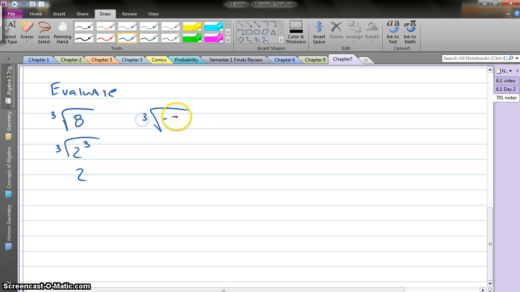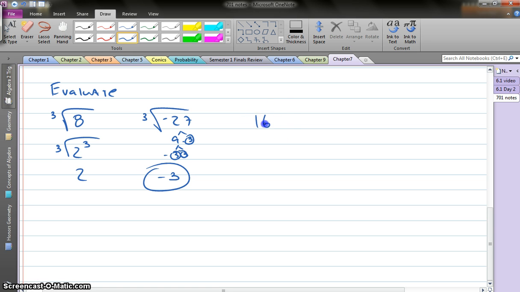The cubed root of negative 27. Now, some of us can do it in our head. What times itself is 27? If you ever get stuck, just break it down. You've got to find 3 of a kind. 9 and 3, 3 and 3. There you go. And it's negative, so it's really negative 3 times negative 3 times negative 3. So negative 3 is my result.